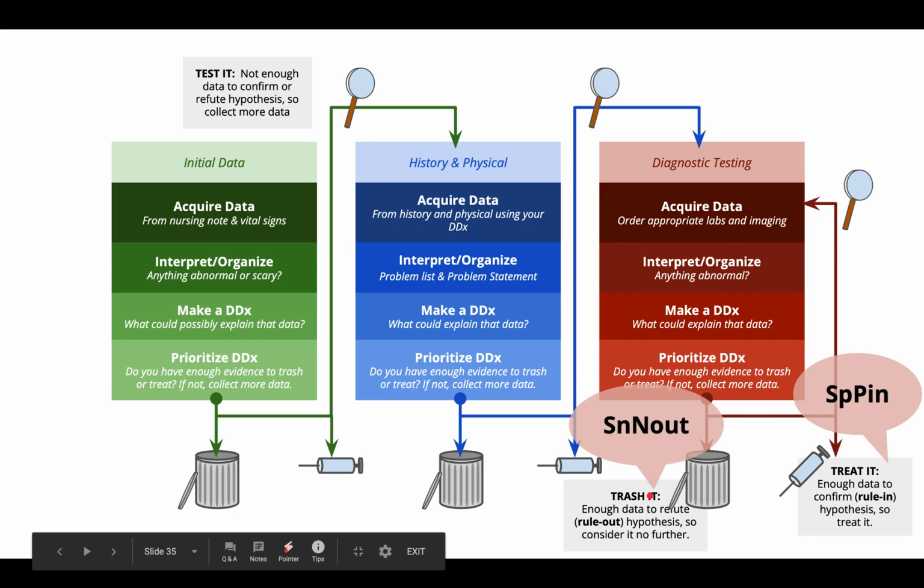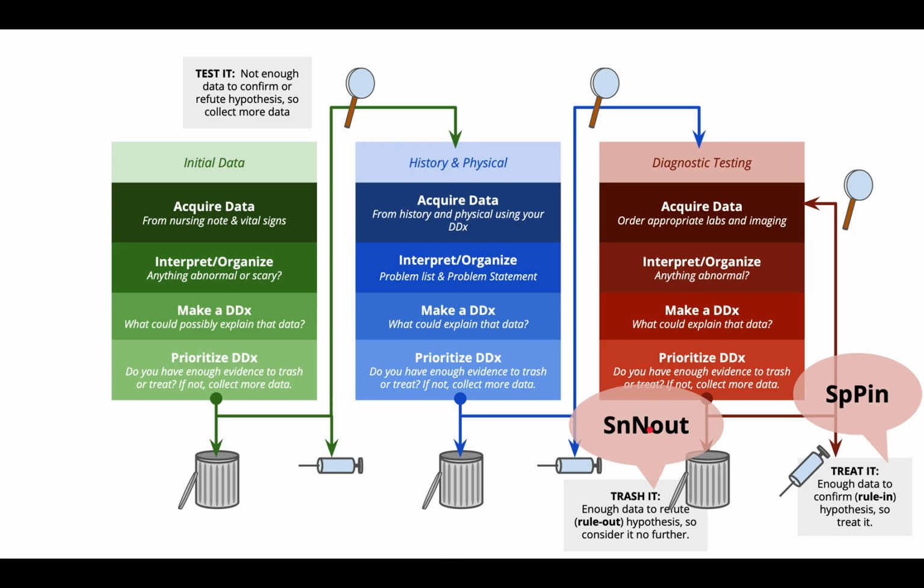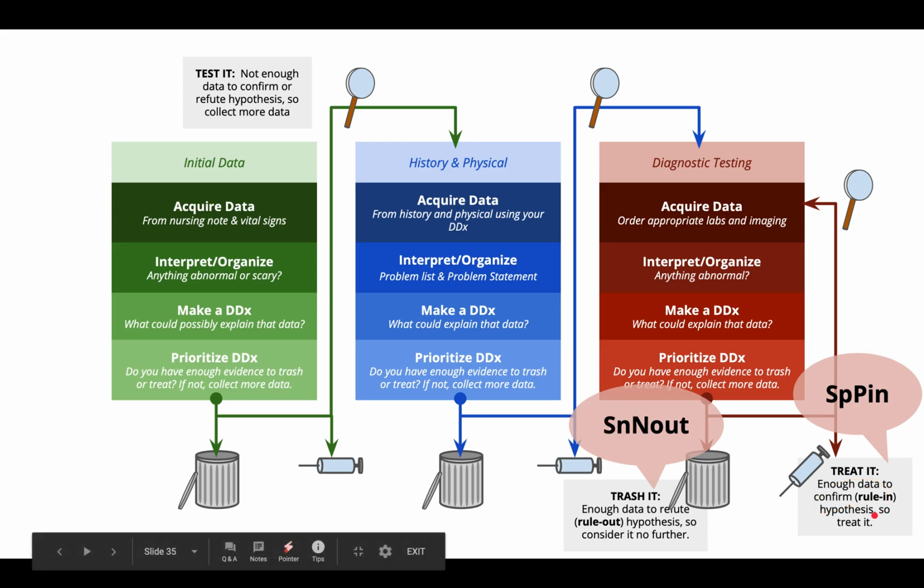When we want to get rid of a disease from consideration, when we want to trash it or rule it out, we are really interested in having a high sensitivity. If we want to rule in a disease, meaning we want to treat it, that means we want to have a high specificity in our test.